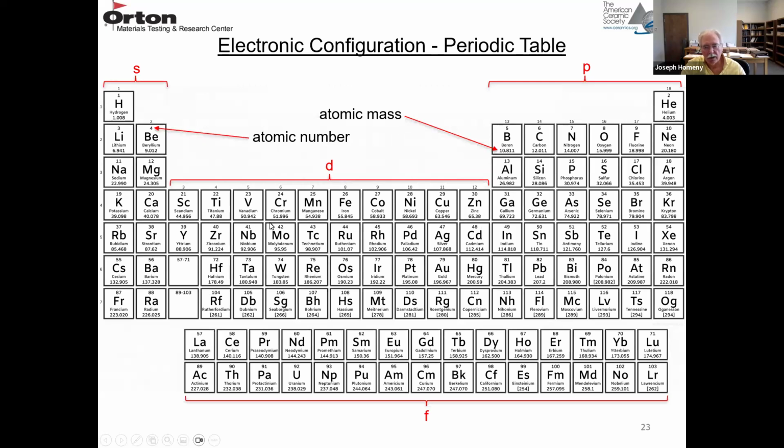So on this periodic table here, I show the suborbitals. This is S, P, and D. That's the transition elements. And then elements 57 through 71 and 89 through 103, those are the F suborbitals. On this table, the atomic numbers are shown. For example, beryllium, the atomic number is 4. The atomic mass is also shown. Here's boron, 10.881.